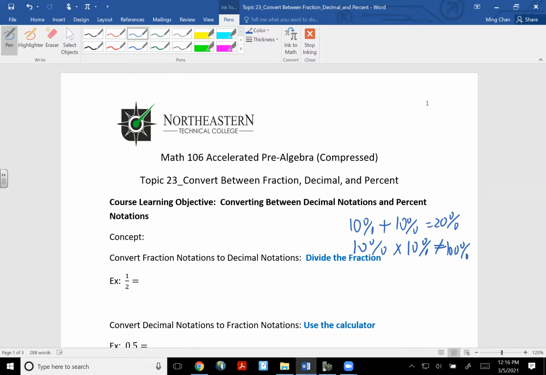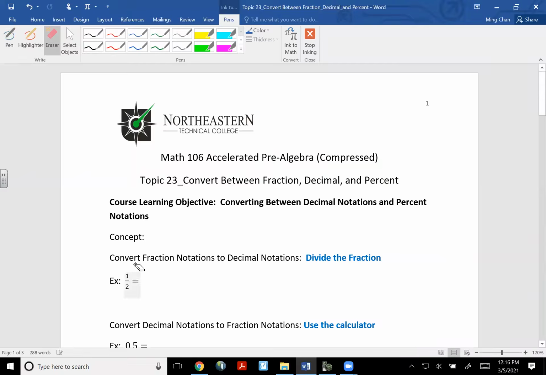So what you do instead is you convert the percent into decimal form or into fraction form. Then you can add, subtract, multiply, and divide. We've been talking about how to add, subtract, multiply, and divide whole numbers, fractions, and decimals. All of that is leading up to conversions here, dealing with percents. So how do we actually convert between those three? It depends on what you're starting out with.